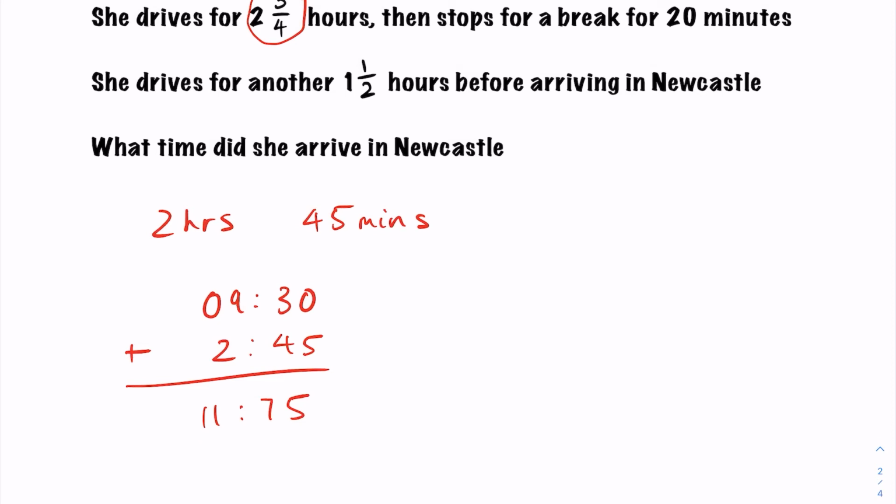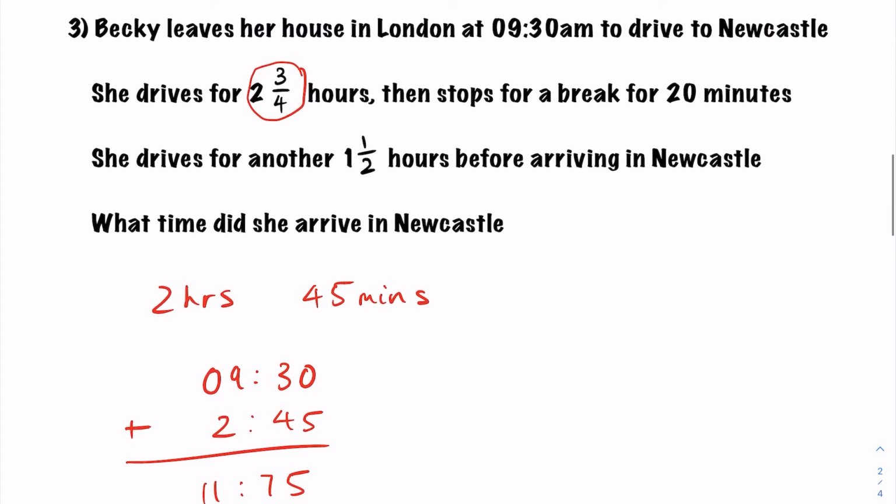So if we take away 60 of those minutes to combine it with the 11 hours we have, that would give us 12 hours. And since we broke away 60 of those minutes, we'd only have 15 left. And so this is how you'd convert it into an actual time. You'd say 12:15 would be the time that we first stopped, that Becky first stopped.